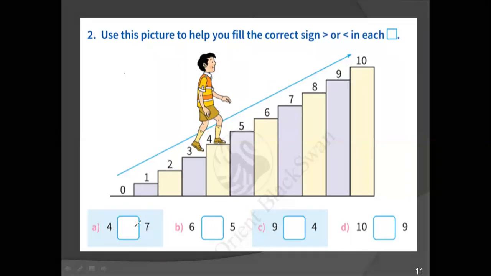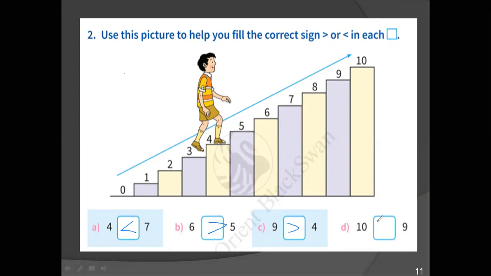See, 4 is greater or 7 is greater? Yes, of course, 7 is greater. So, I am writing like this. 6 is greater or 5 is greater? Of course, 6 is greater. So, I am writing like this. 9 is greater or 4 is greater? 9 is greater. Okay. In the same way you also write in your textbook with me.